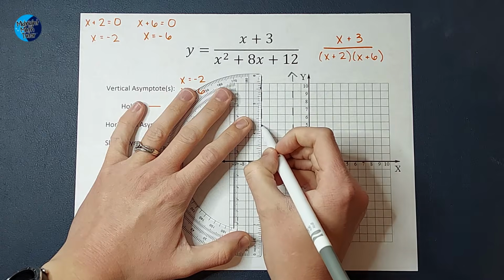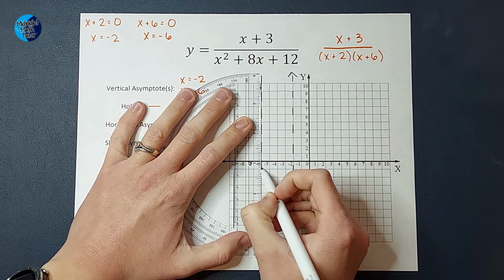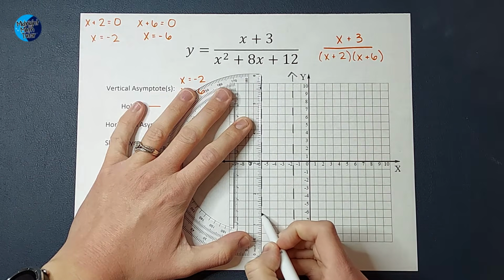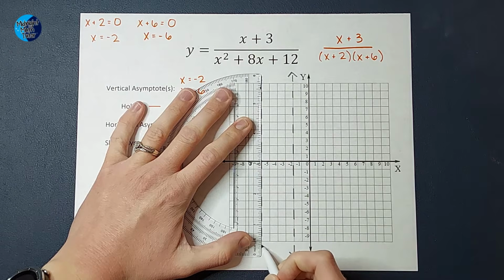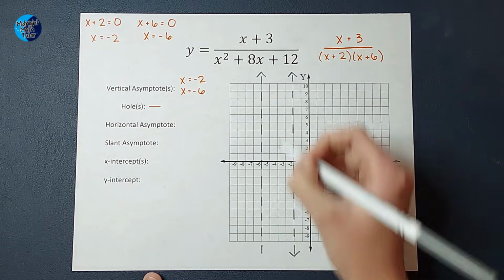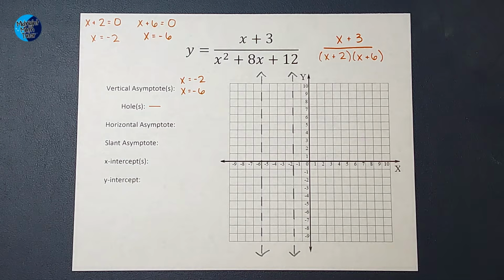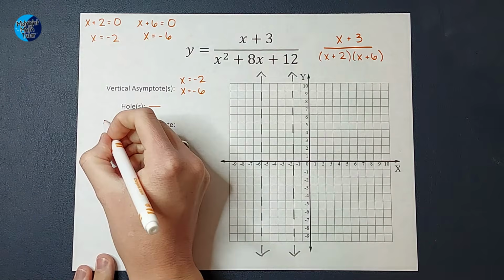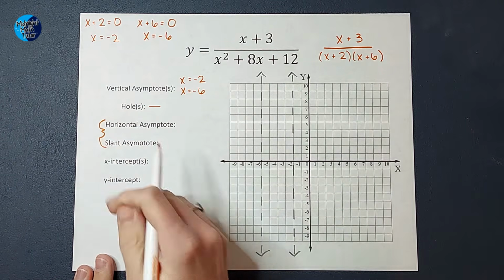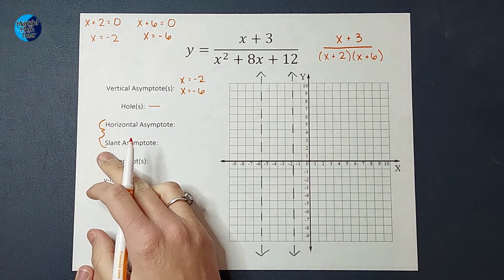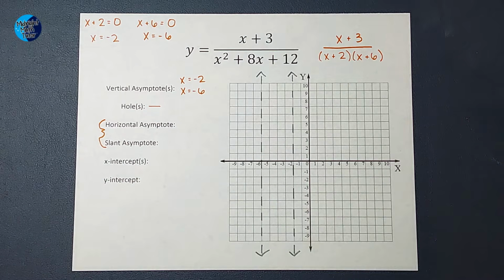Okay, your graph will not cross these vertical asymptotes. If you end up with your graph crossing it, go back and check your math. You must just have a miscalculation somewhere. All right, there are those. Next thing we are looking at is our horizontal or slant asymptote. You will not have both. Guys, I have been struggling to draw brackets lately. So there you go. That's a bracket. You will not have both of these.